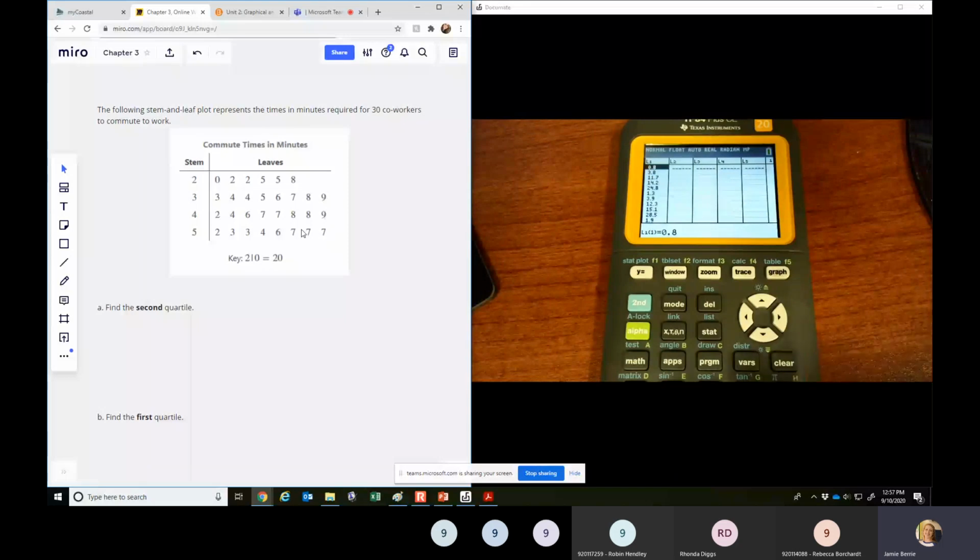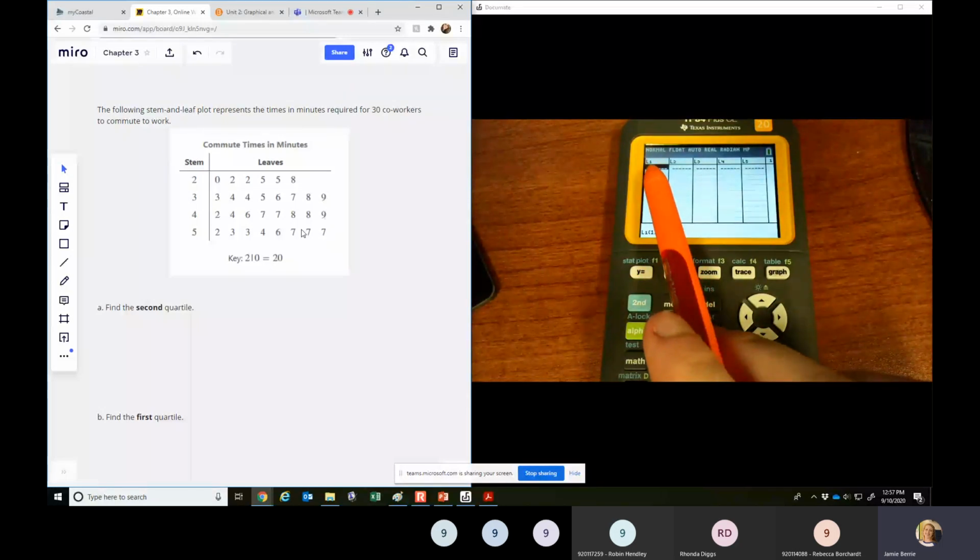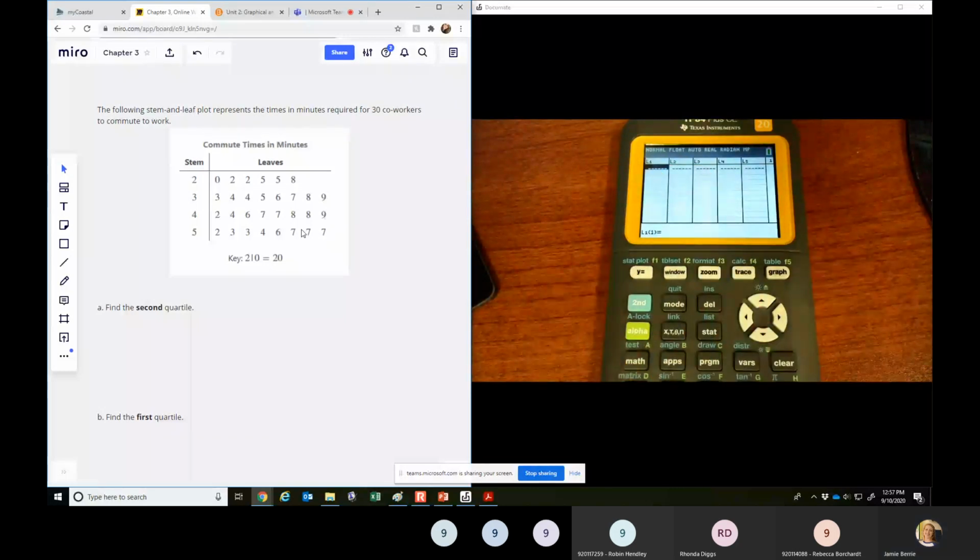Now, I've got a set of data in here already, so I need to go to the very top and hit Clear. The Clear button right here, and then I'm going to hit Enter. And there we go, the list is cleared out. And remember what I told y'all yesterday: make sure that these say L1, L2, L3, and so on. Make sure you're not missing one of your lists. All right, so we're going to start typing in our data.